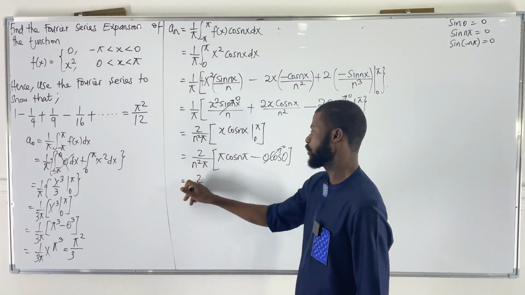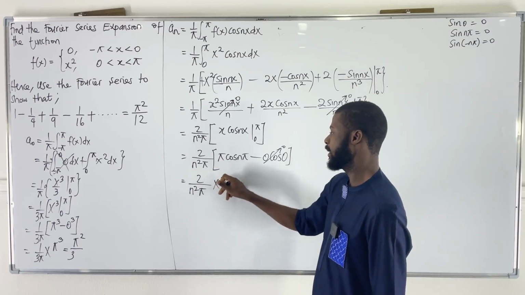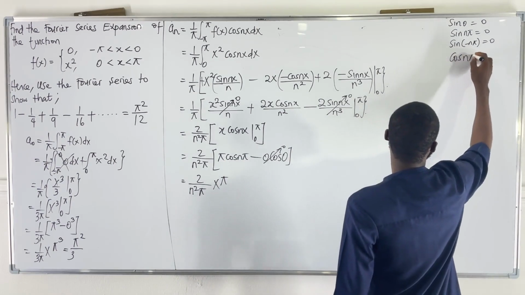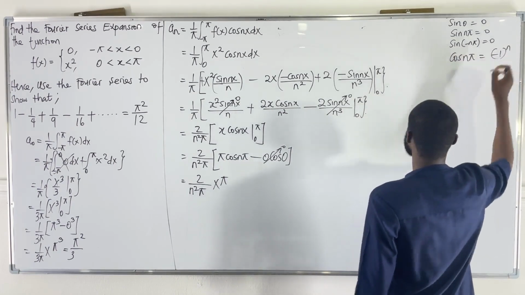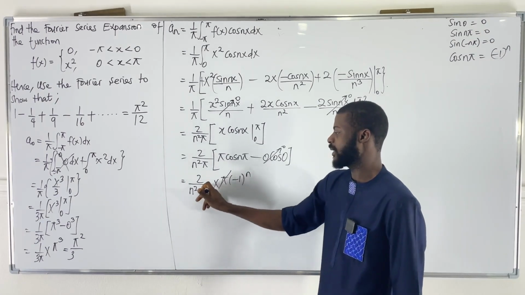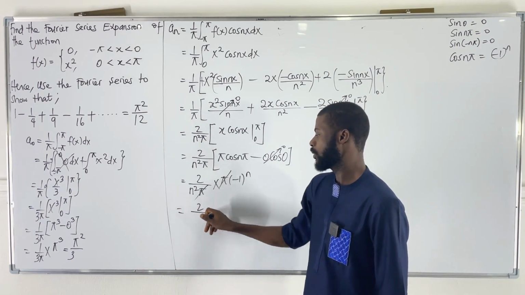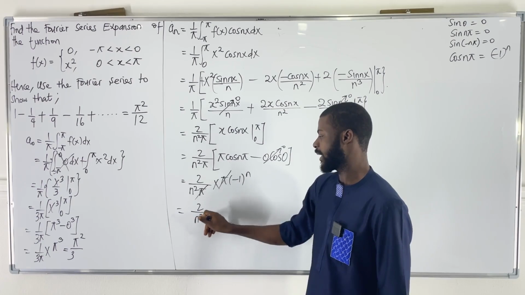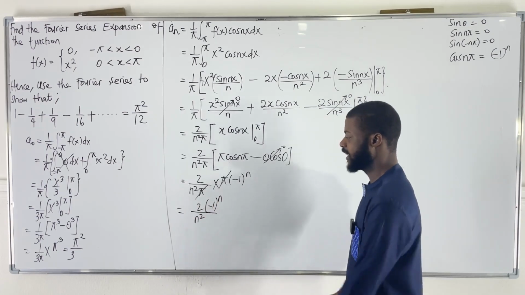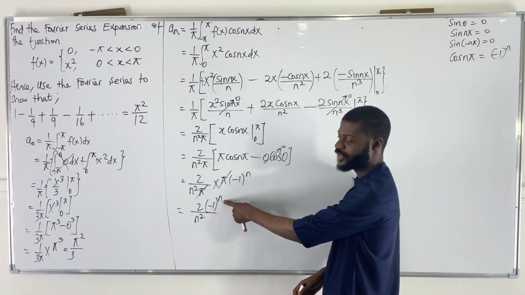So this will be 2 over n squared pi times pi. Now what is cos n pi? It's a special value. Cos n pi is minus 1 all to the power of n. So this pi will cancel out this pi. So what will be remaining will become 2 over n squared with minus 1 to the power of n. And the value of this is very, very easy. Minus 1 to the power of n is negative when n is odd.